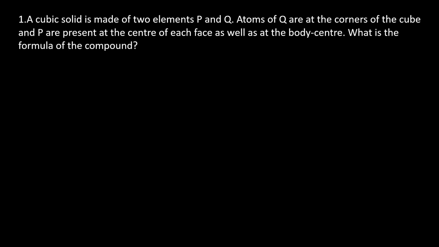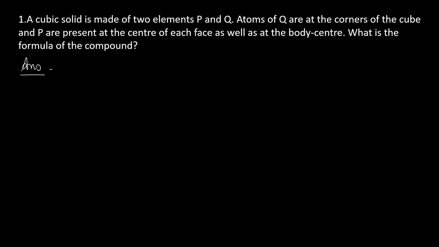Hello children, today we will solve numericals of chapter 1, that is Solid State of Chemistry of class 12th. First numerical: a cubic solid is made up of two elements P and Q. The atoms of Q are present at the corners of the cube while atoms of P are present at the center of each face as well as at the body center. What is the formula of the compound?